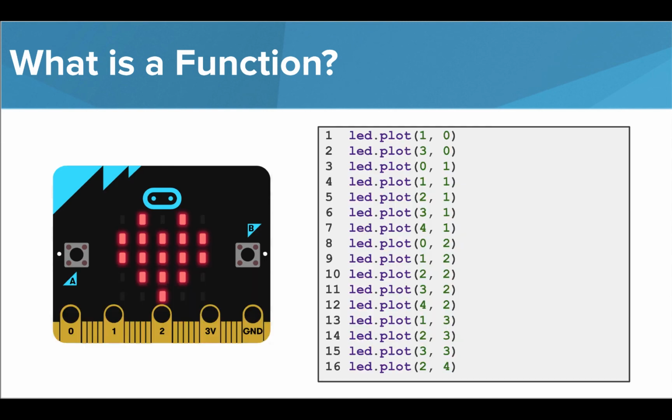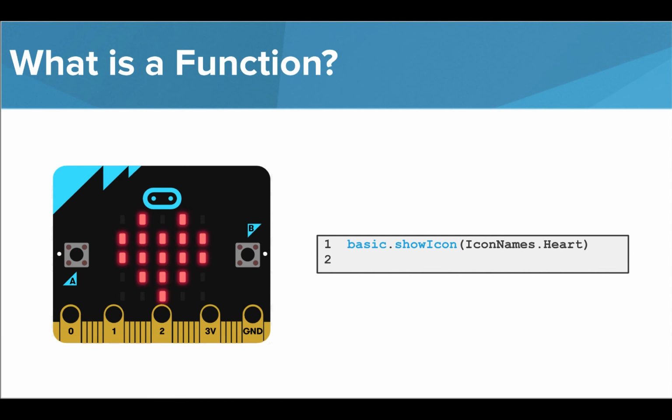Let's take a look at this simplistic program that draws an image of a heart with LEDs on our screen. Though each command is very basic, we still need to light 16 individual LEDs in order to create this image. In order to shorten our code, there is a command built into our MakeCode editor that will take the icon name, in this case, heart, and display it on the screen using only one command. This is an example of a function that shortens our code and makes it more easily reusable. Let's take a look at how we can define our own functions in the MakeCode editor.